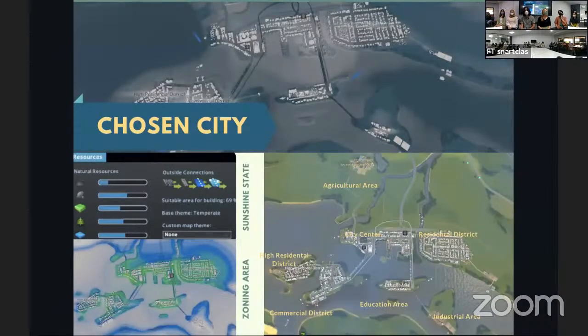Okay, so our chosen city map is named Sunshine Lake, based on the natural resources that we need to realize the theme of this waterfront city. Here it can be seen that the availability of water is plentiful and it surrounds the city. There are also farming and forest resources that are sufficient.